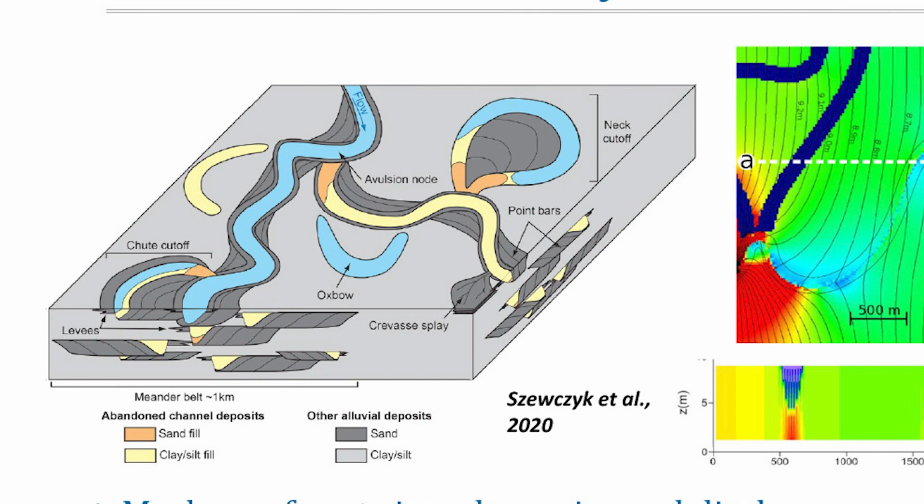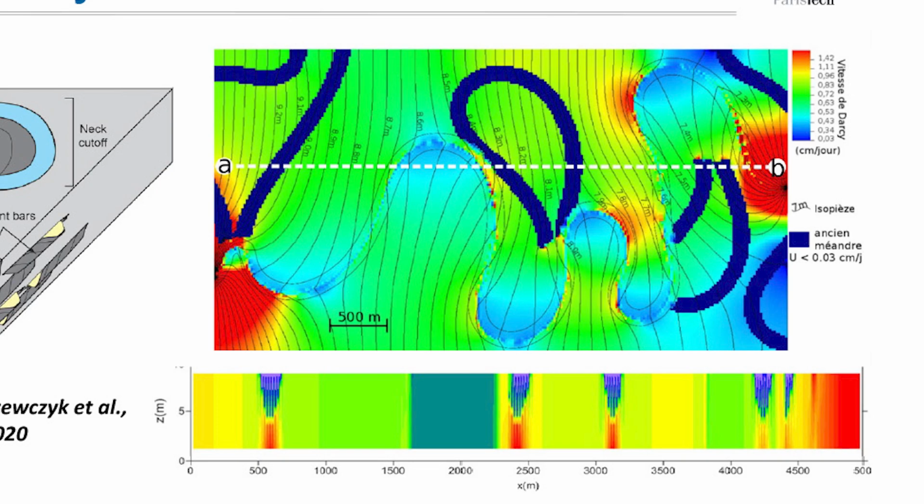And that's some heterogeneities. The result is that if you do hydraulic simulation, you have the result on the right side. A colleague of mine did that. Abandoned channels filled with clay, and you can see the direct impact of abandoned channels on the velocity, because they are very impermeable features.